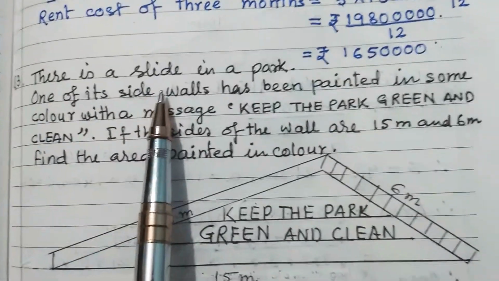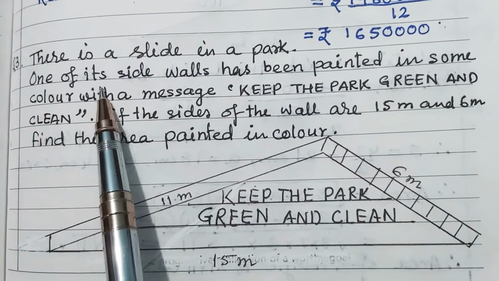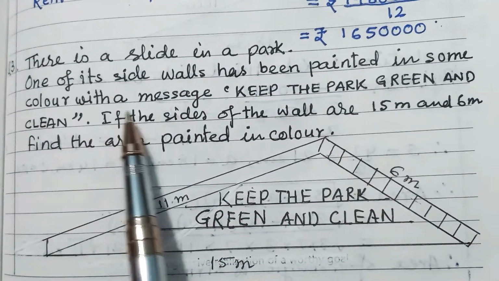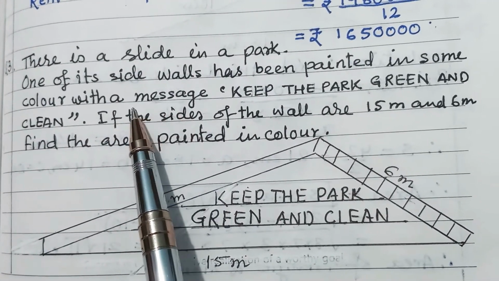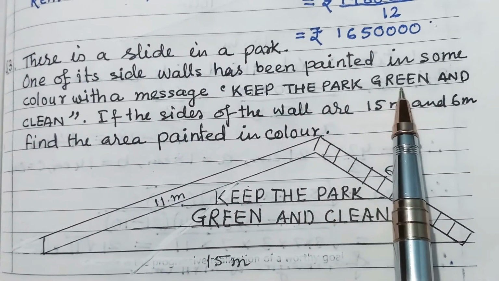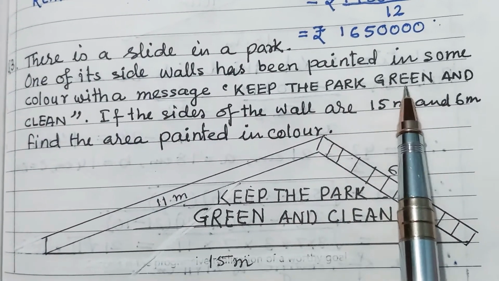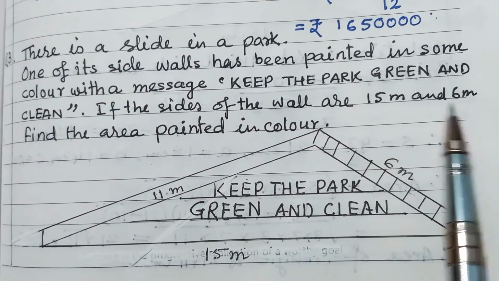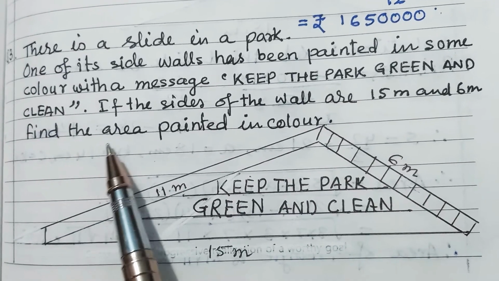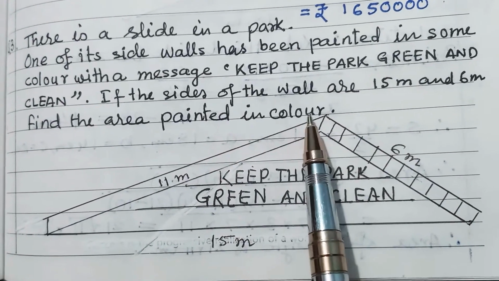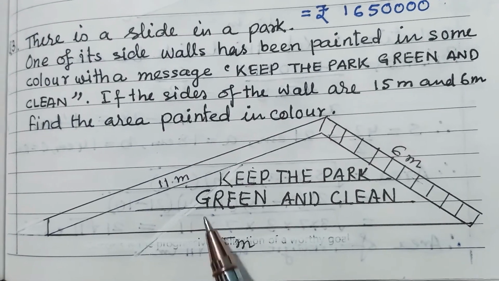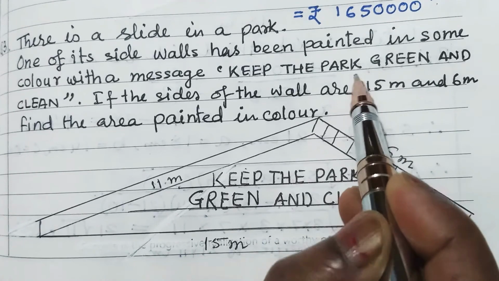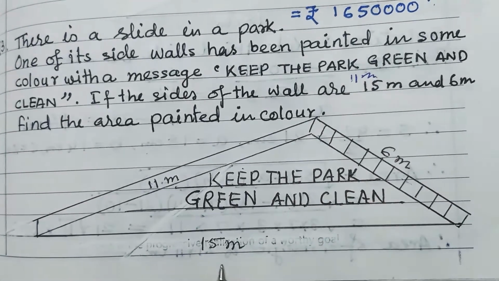There is a side of a park. One of its side walls has been painted in some color with a message, keep the park green and clean. If the sides of the wall are 15 meter, 11 meter and 6 meter, find the area painted in color.